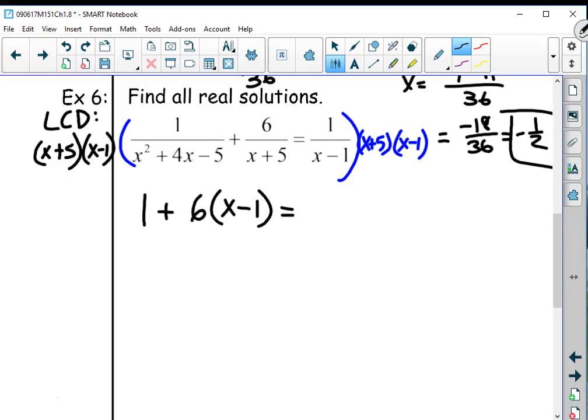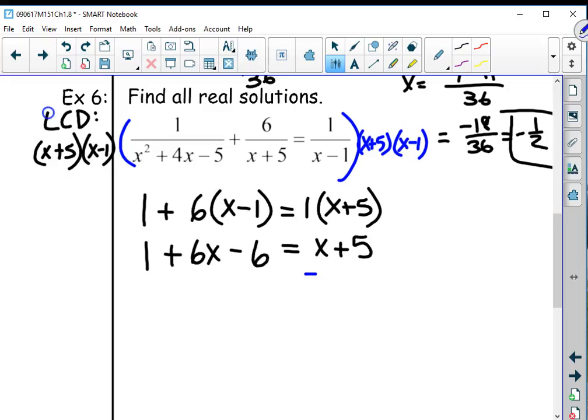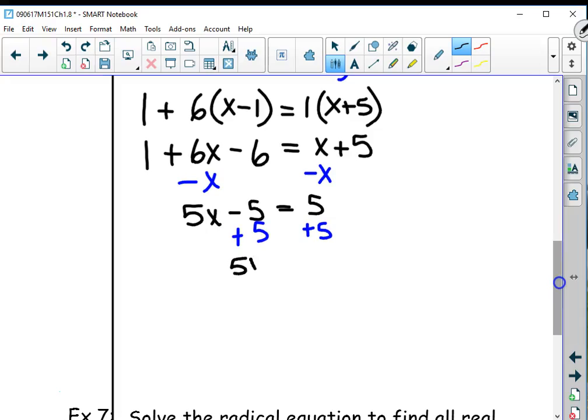The x minus 1 cancel, so my 1 in the numerator multiplies x plus 5. Yeah, I realize I didn't have to write it that way because those parentheses go away. All right, so let's simplify and finish solving. So I get 5x minus 5 is equal to 5. Looks like x equals 2.